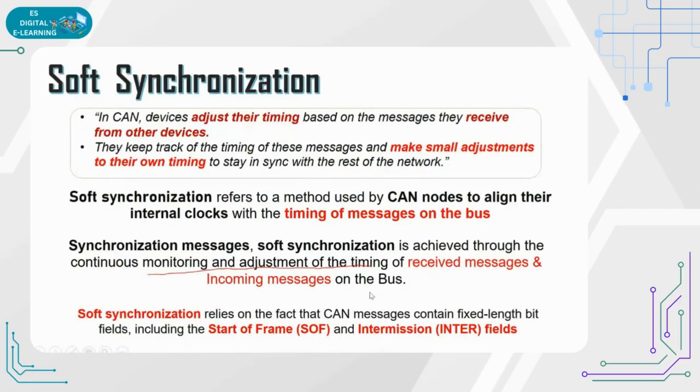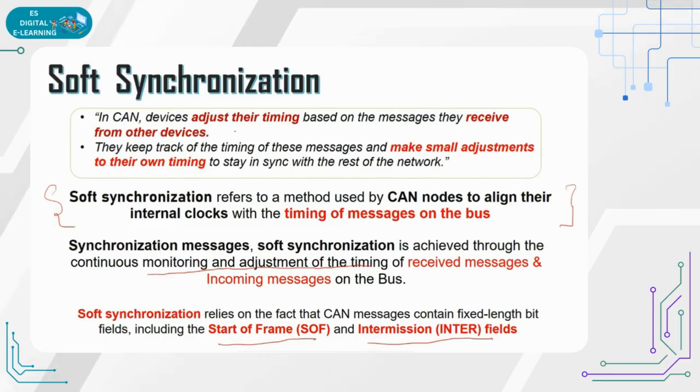Moreover, it also depends upon the CAN messages. It will be the startup frame and the intermission INTR field, we say. Intermission means inter field. Okay, so the main definition of the soft synchronization, this is the point you need to say: it aligns the internal clock with the timing of the message on the bus, and it adjusts the time based upon the received or transmitted messages. You can write down these 2 points.